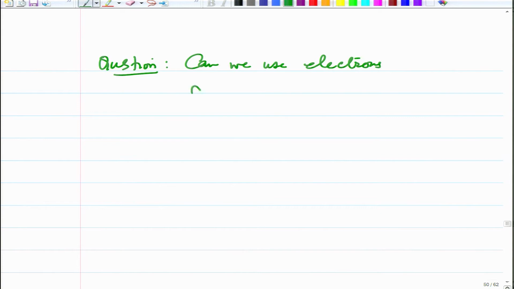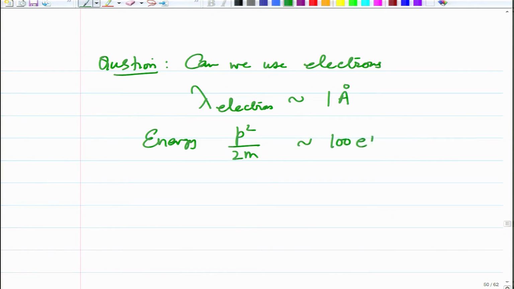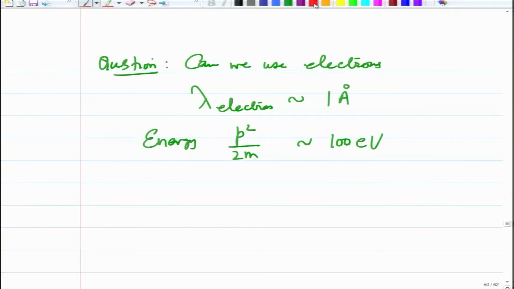So, these electrons should have a wavelength of the order of 1 angstrom, and if you calculate the corresponding energy p squared over 2m, it comes out to be of the order of 100 eV. So, again I need instrumentation that should be able to detect a change of meV range in this 100 eV. I can use electrons, but there is one more trouble with electrons.